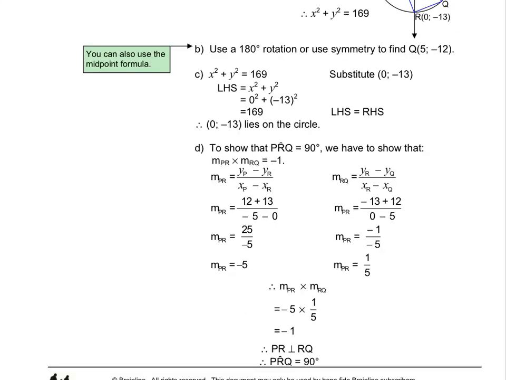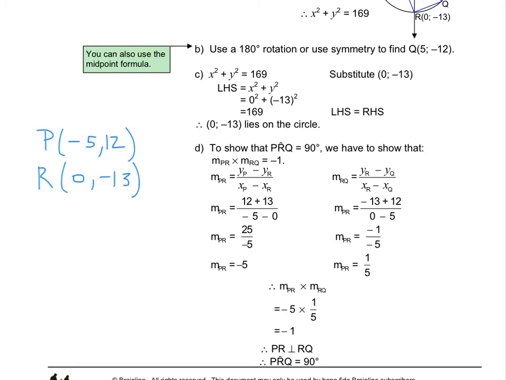Now for question D, to prove that the angle PRQ is equal to 90 degrees, we have to show that the gradient of PR times the gradient of RQ is equal to minus 1. So if we have perpendicular lines, then we can conclude that the angle PRQ is equal to 90 degrees.